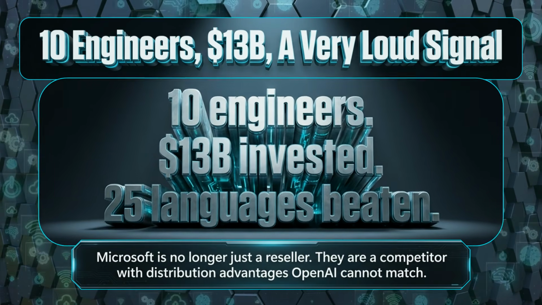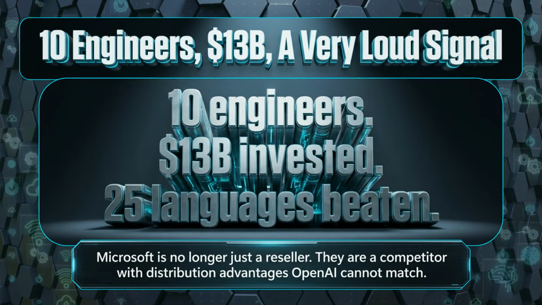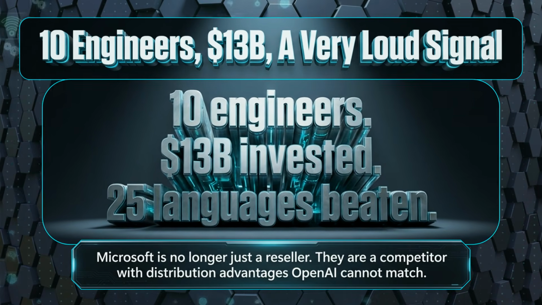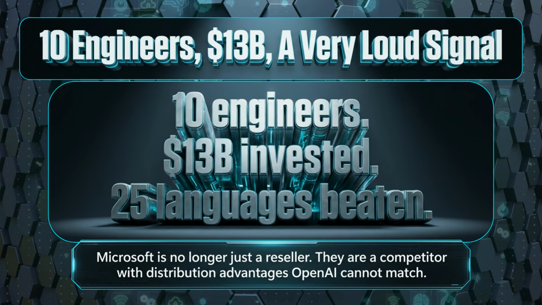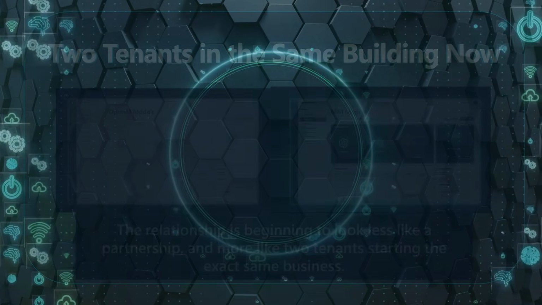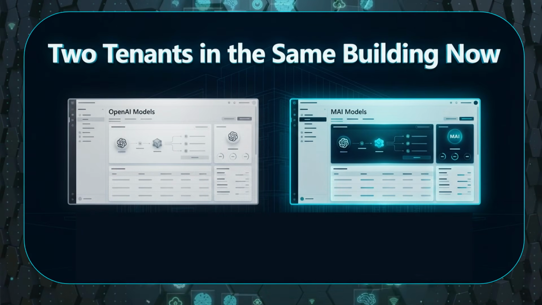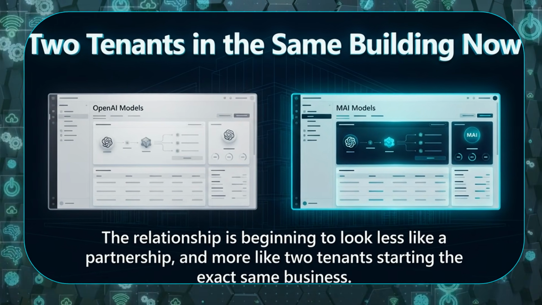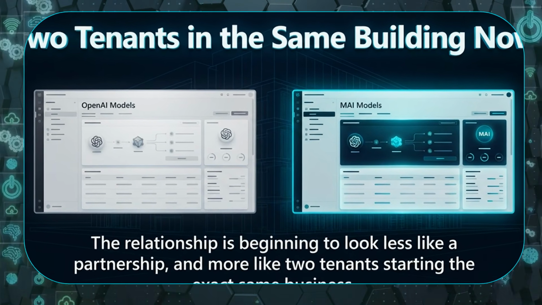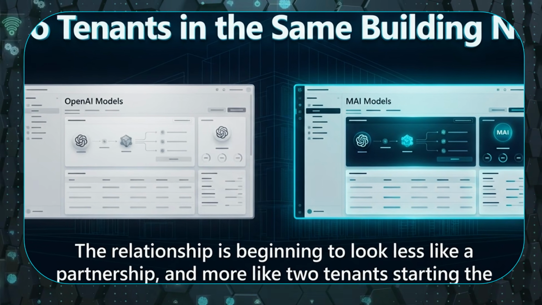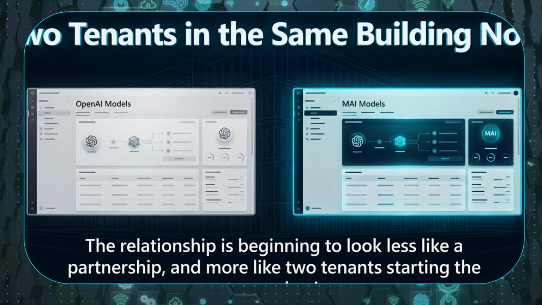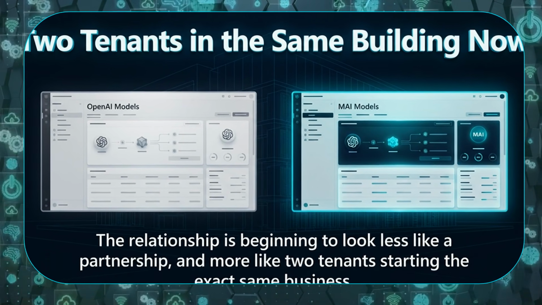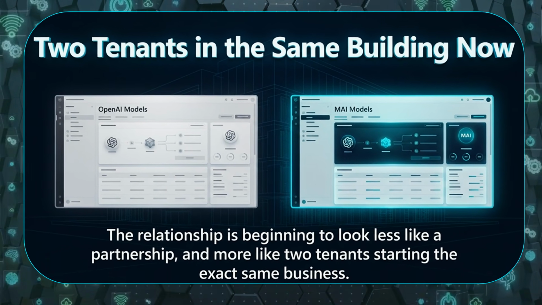That's a clear signal about how Microsoft sees the next chapter, not as a reseller of OpenAI's tech, but as a direct competitor, with distribution advantages OpenAI just can't match. The two companies still share a platform. OpenAI and Microsoft models sit side by side inside Foundry, but the relationship is starting to look less like a partnership, and more like two tenants in the same building who just opened the same business.